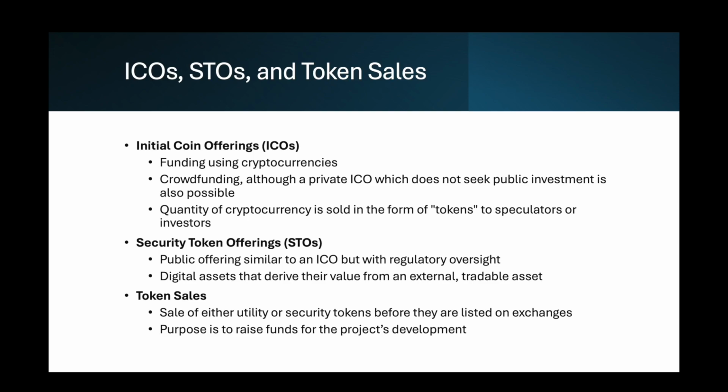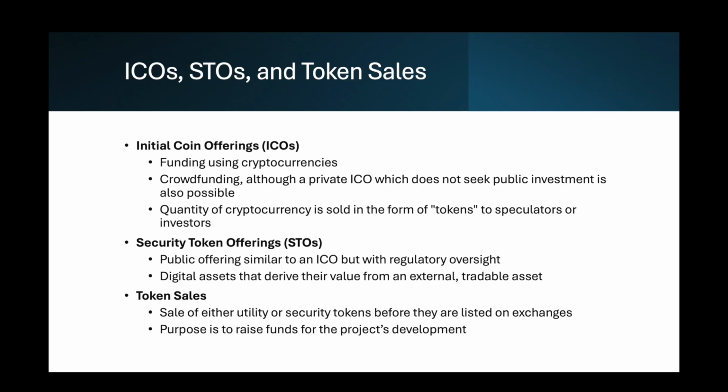ICOs, STOs, and token sales. Initial coin offerings. An ICO is a type of funding using cryptocurrencies. It's often a form of crowdfunding, although a private ICO which does not seek public investment is also possible. In an ICO, a quantity of cryptocurrency is sold in the form of tokens to speculators or investors, in exchange for legal tender or other cryptocurrencies like Bitcoin or Ethereum.